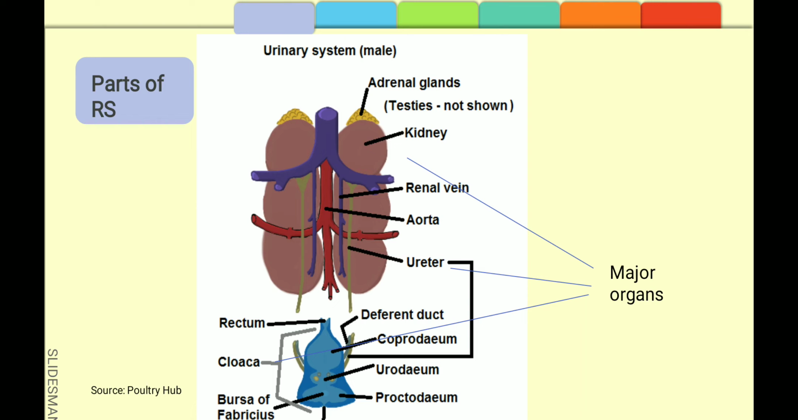So what's the urodeum? That's the area that collects urine directly from the ureters. So as you can see there, there's the urodeum. Okay, next.